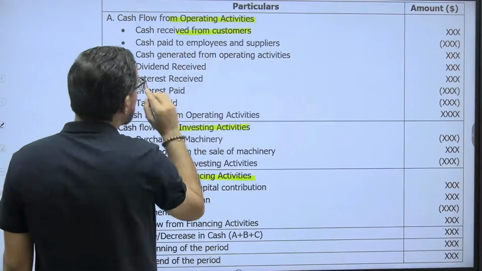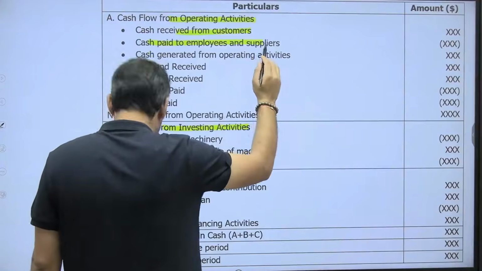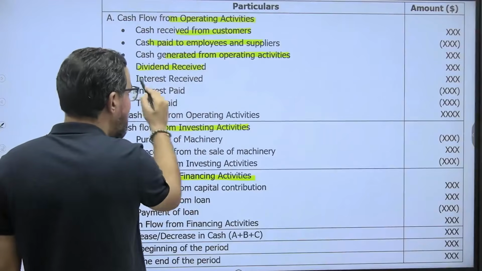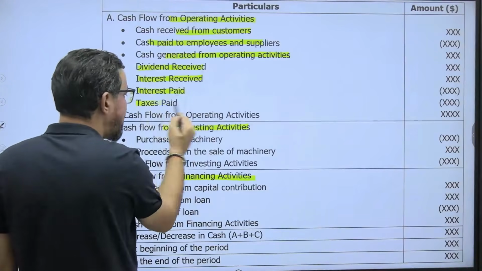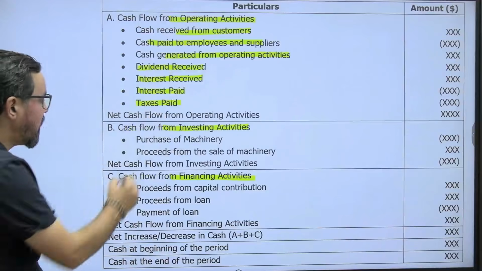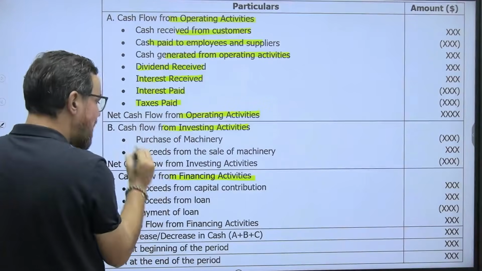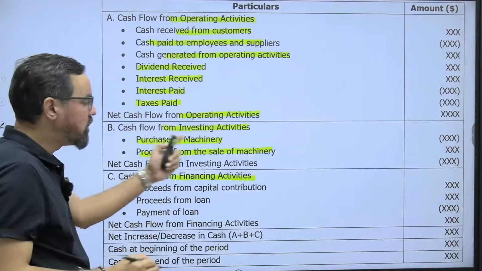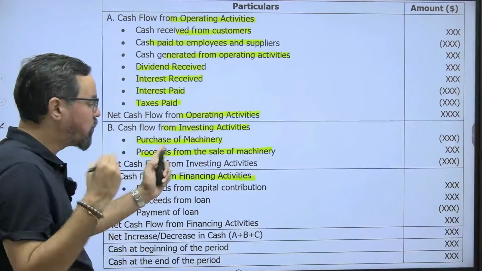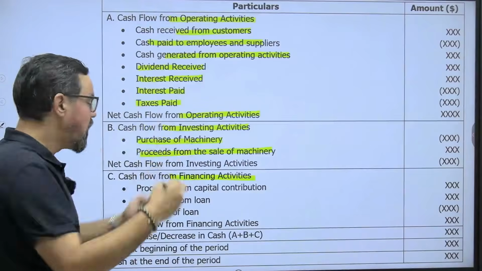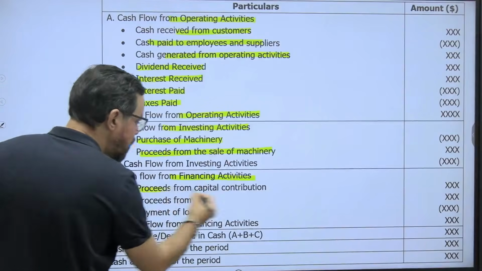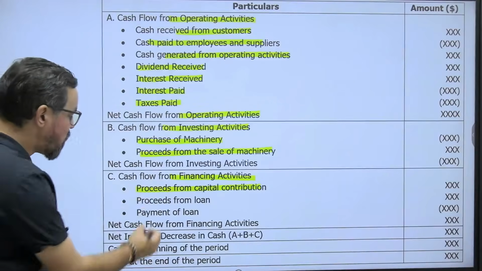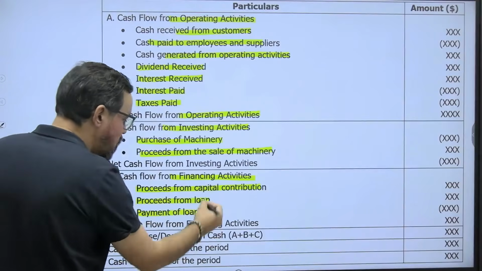Cash received from customers, cash paid to employees and suppliers, cash generated from operating activities, any profit, dividend received, interest received, interest paid or taxes paid during that period. Then the total of operating activities. Cash flow from investing activities: purchase of machinery, proceeds from sale of machinery, purchase of property, plant, equipment, goodwill, or proceeds from sale of these, and even investment in other companies or sale of investment. Proceeds from capital contribution, where we issue shares, that is capital contribution. Proceeds from a loan we took, payment of a loan or buyback of shares.